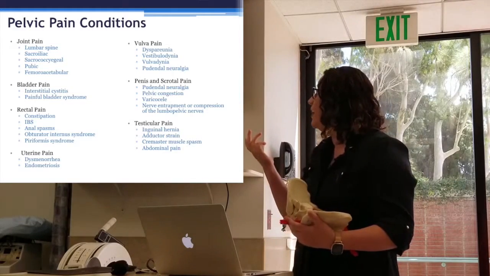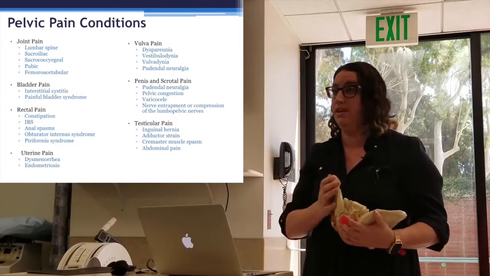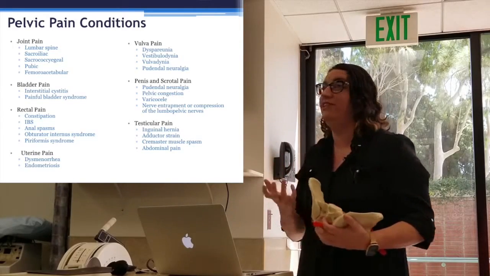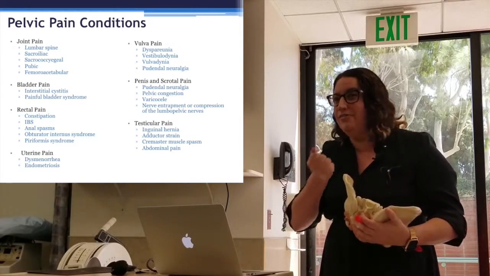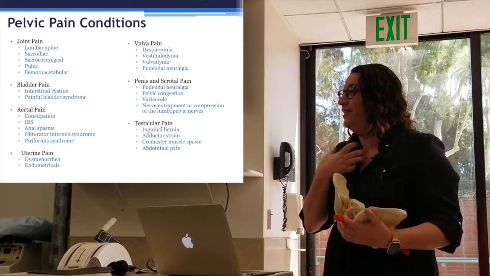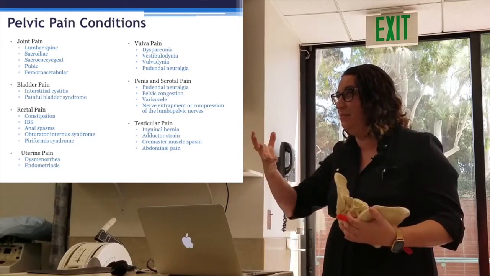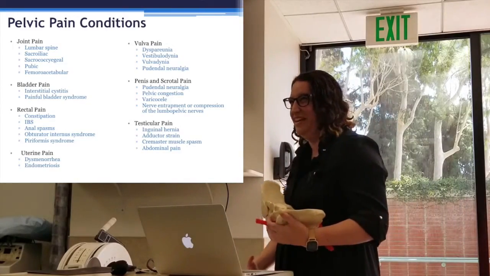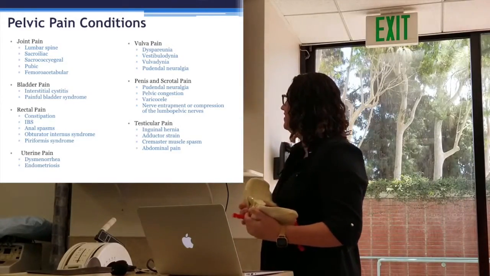Penis and scrotal pain, again, that could also be a pudendal neuralgia issue, so irritation within the pudendal nerve. Pelvic congestion. Pelvic congestion is when your pelvic floor muscles get so tight that typically after orgasm the blood gets trapped down in the pelvis, and so they get this really uncomfortable heaviness and just a not fun feeling down there.